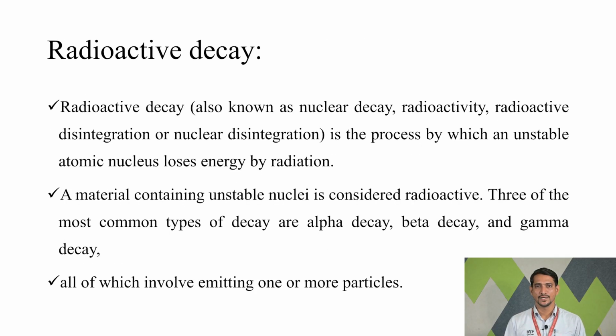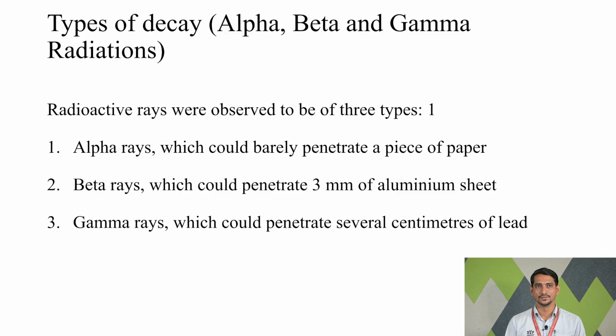Radioactive decay. So what is radioactive decay? It is also known as nuclear decay, radioactivity, radioactive disintegration, or nuclear disintegration. It is the process by which an unstable atomic nucleus loses energy by radiation. A material containing unstable nuclei is considered radioactive. Three of the most common types of decay are alpha decay, beta decay, and gamma decay, all of which involve emitting one or more particles.